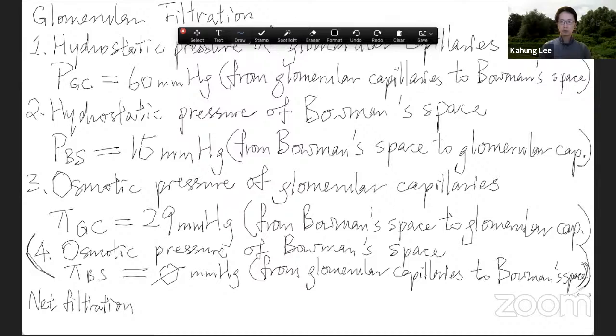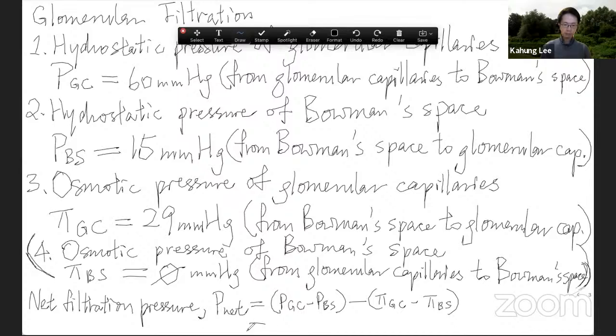Okay, net filtration pressure, we may call it P net, is equal to the difference of the hydrostatic pressure, which is PGC minus PBS, and then minus the difference of the osmotic pressure, pi GC minus pi BS. So when we plug in all the numbers, PGC is 60 minus 15, minus, what is pi GC? Pi GC is 29 minus 0.